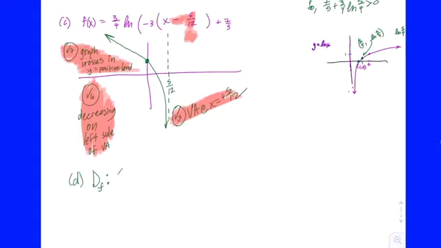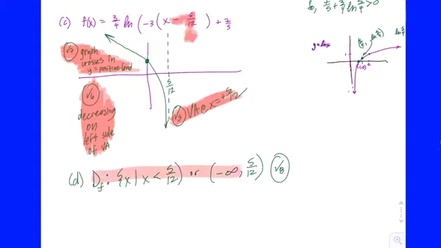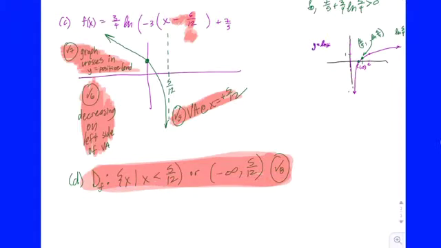Yeah, very good. It's going to be the set of all x such that x is less than 5/12, or negative infinity parenthesis to 5/12 parenthesis. That's going to be the 8th check. Now you could have found that algebraically.